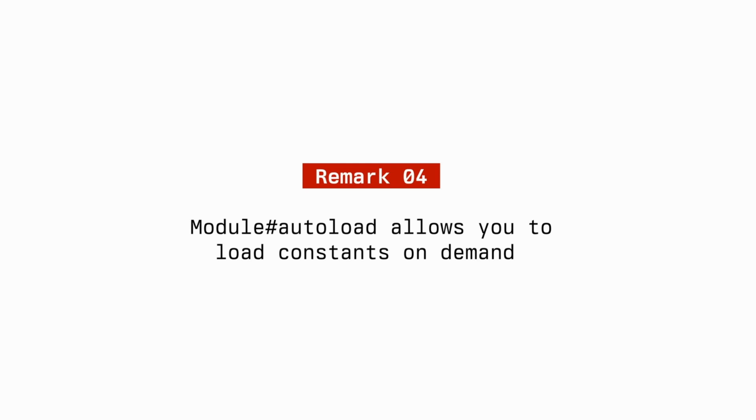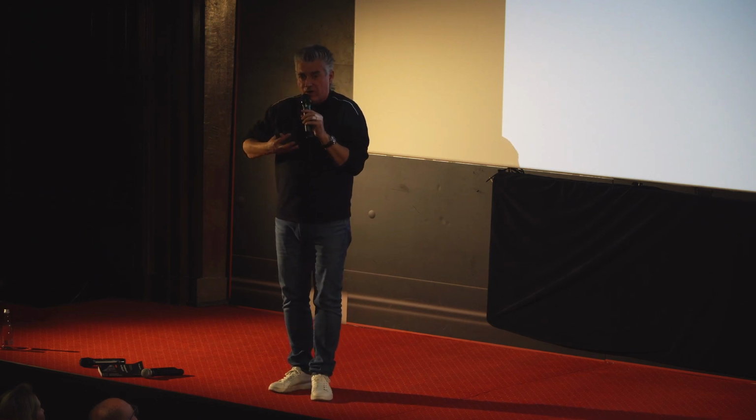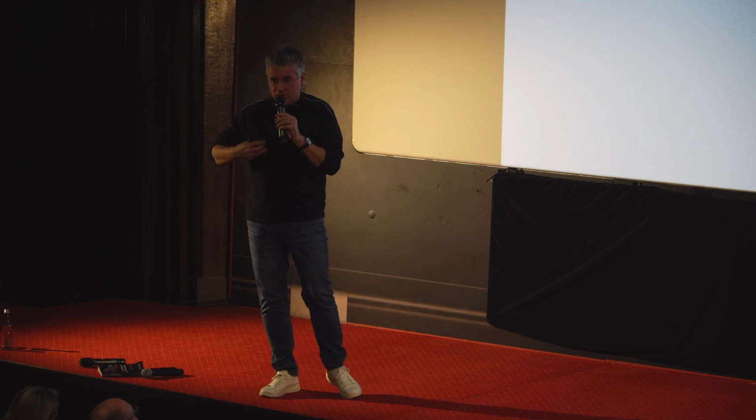Finally, module autoload. This is an API that is not used a lot. It's used, but not a lot. Allows you to load constants on demand. Okay. This concept of autoloading constants comes from the fact that constants are, like you see, a big topic in Ruby. So they are stored and we can autoload them. There's an API to do that.